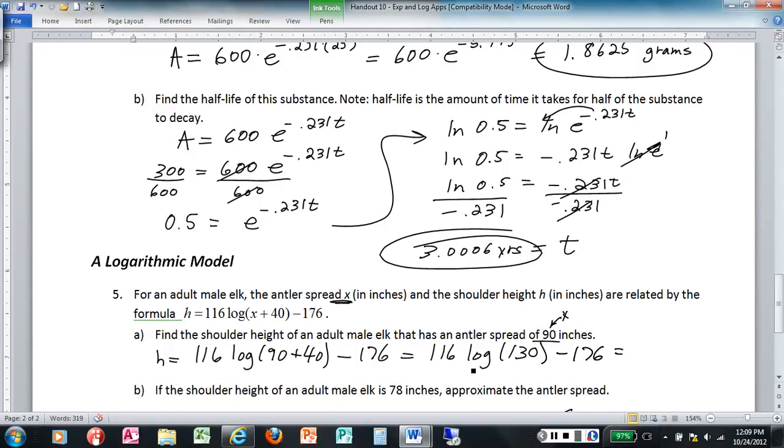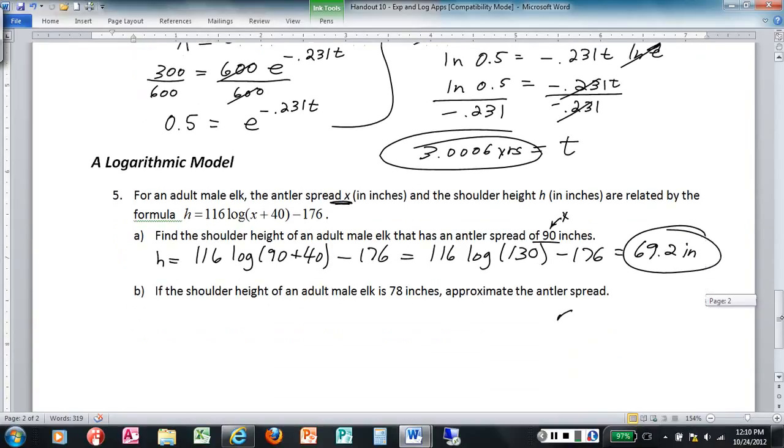Log of 130, 2.1139. Multiply it by 1/16, and then subtract 176. 69.2, and that's in inches. So the shoulder height is 69.2 inches. Okay? All right. Let's look at B.